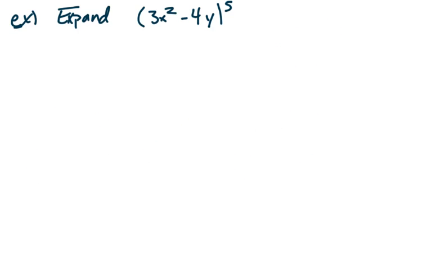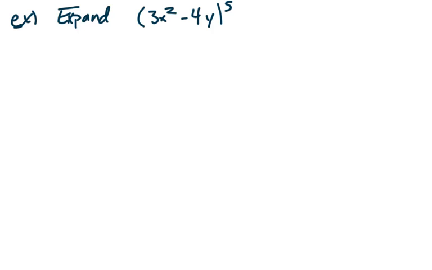So can you try this one? 3x squared minus 4y parentheses to the 5th. Pause it. I'll wait here. Okay, are you ready to go over it together? N equals 5. That means that there are 5 plus 1, 6 terms.